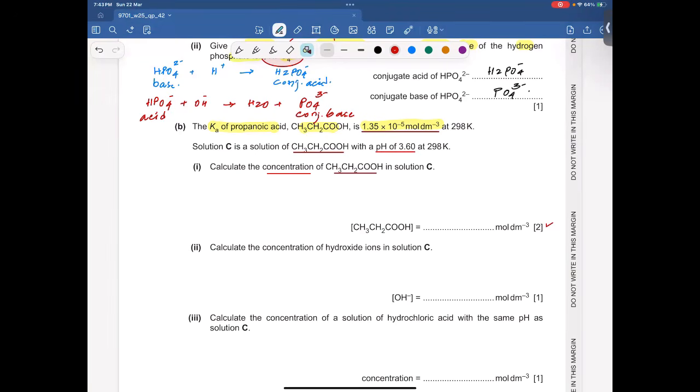What I'm doing is, we know the value of pH. So by using this expression, I can find the concentration of hydrogen ion. So 3.6 equals minus log of the concentration of hydrogen ion. From here, the concentration of hydrogen ion is going to be 2.511 times 10 to the power minus 4 mol per dm cubed.